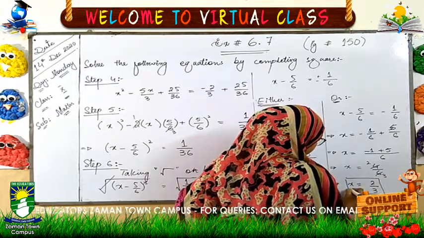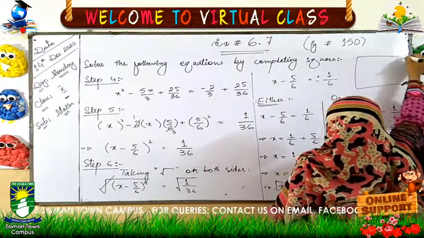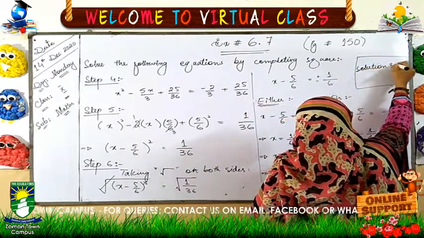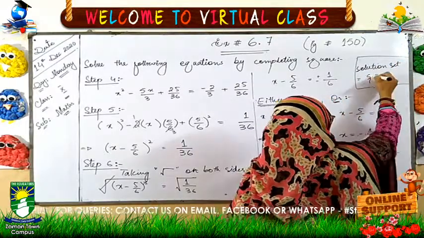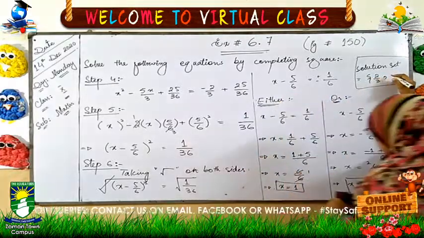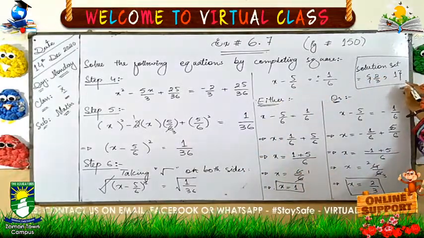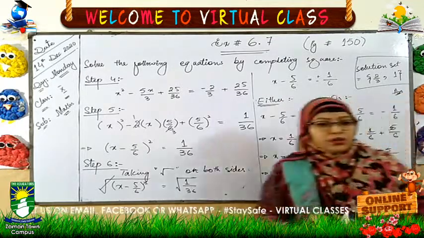Okay. So what is the solution set? In the end you will write down your answer as the solution set is equal to, and here we will write down 2 upon 3 first. And why are we writing 2 upon 3 first? Because 2 upon 3 is less than 1. So the solution set is equal to 2 upon 3 comma 1.